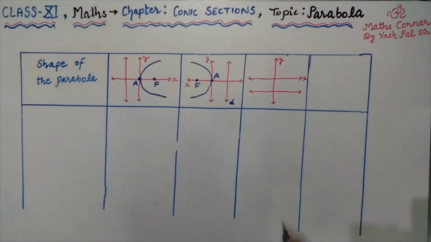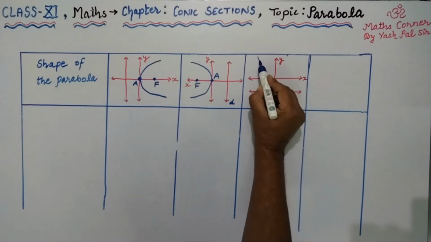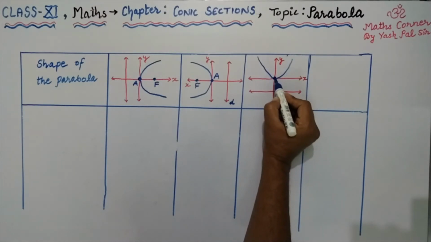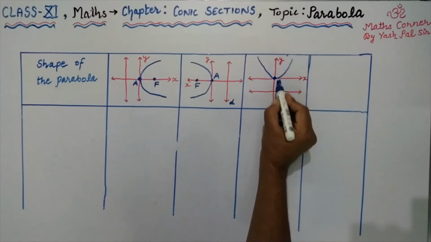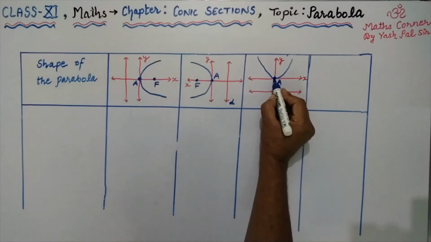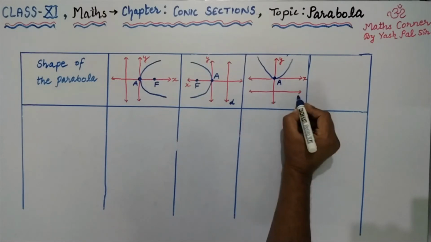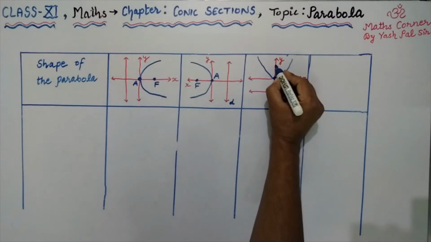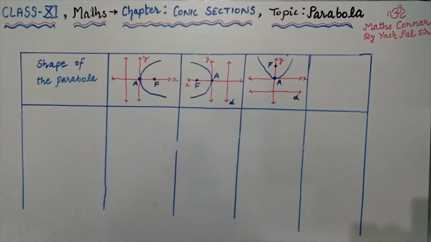Now in this box we have the third parabola. Again we take the coordinate axis, x-axis and y-axis, and this is the shape of the parabola. This point is called vertex of the parabola, where the x-axis and y-axis meet at the origin. Equal to this distance, this line is called directrix of the parabola. Equal to this distance, we have on y-axis the point which is called focus of the parabola.